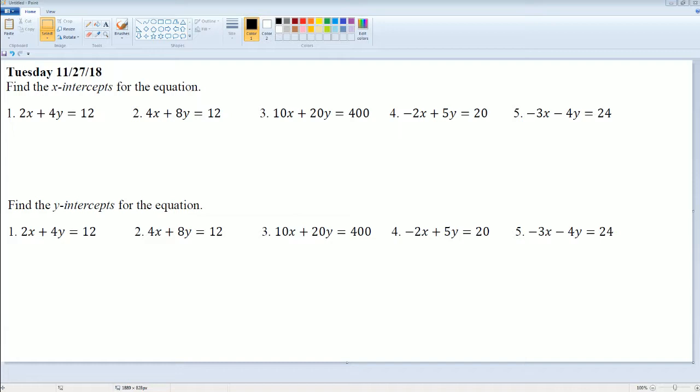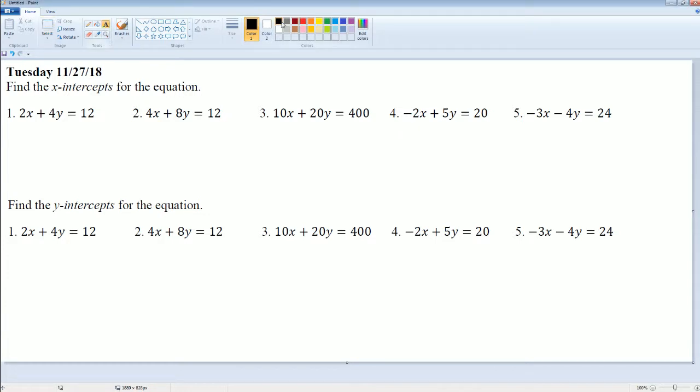This is the homework solution. Alright, so here, number 1, 2, 3, 4, and 5 is repeated down here as well, but the instructions are different. The top ones here ask us to find the x-intercept, and the bottom one here asks us to find the y-intercept. Alright, let's do the first top row here. It says to find the x-intercept.